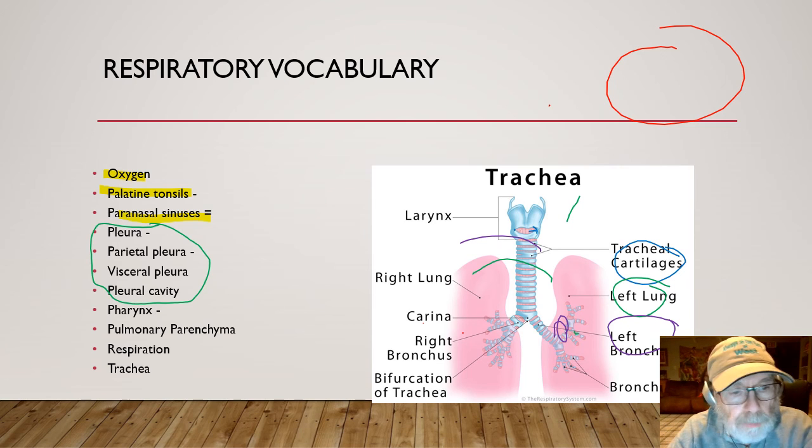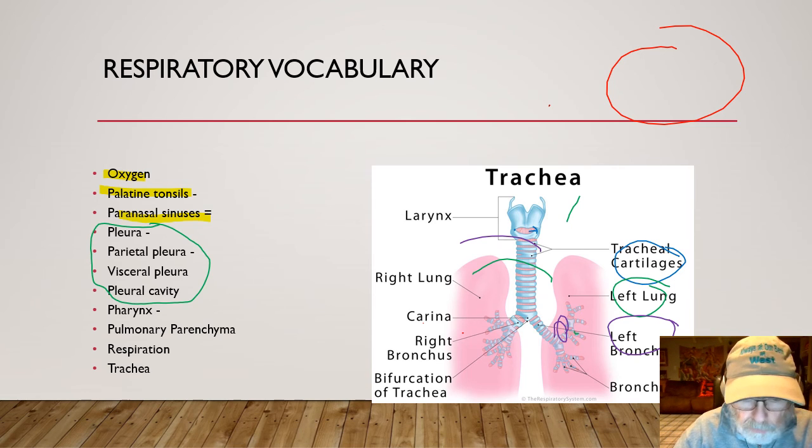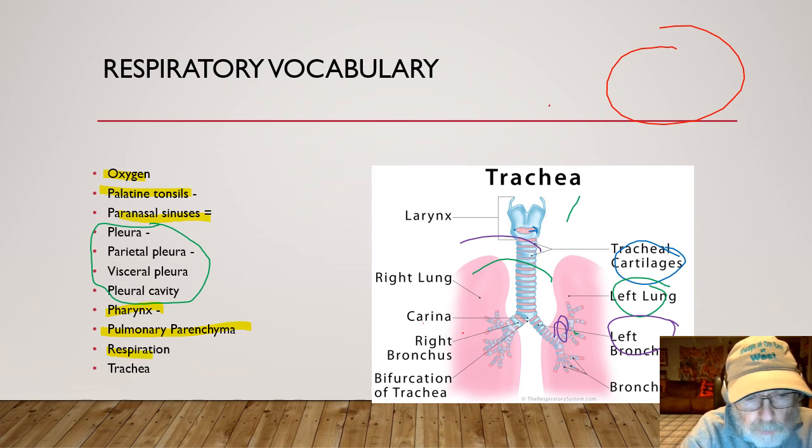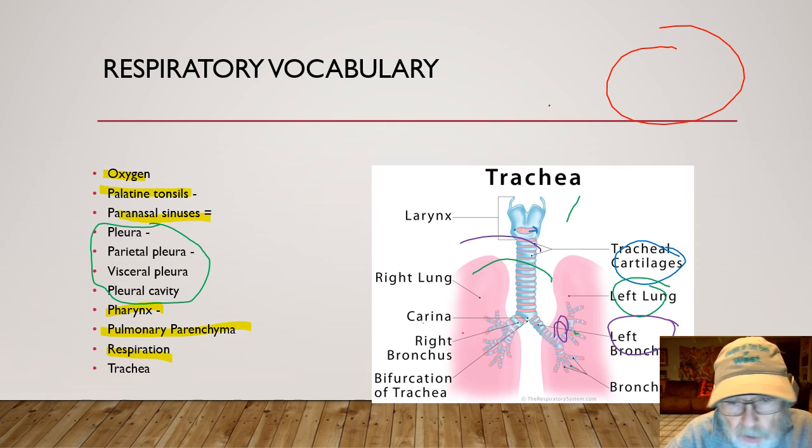Pulmonary parenchyma would be my next word. So we're done with pharynx. Pulmonary parenchyma just means the tissue of the lung. That's all it means. Guess what? That one's probably not going to show up on an exam anywhere. Respiration. We talked about respiration, internal and external respiration, and that's that mechanical process of moving gases and moving air.